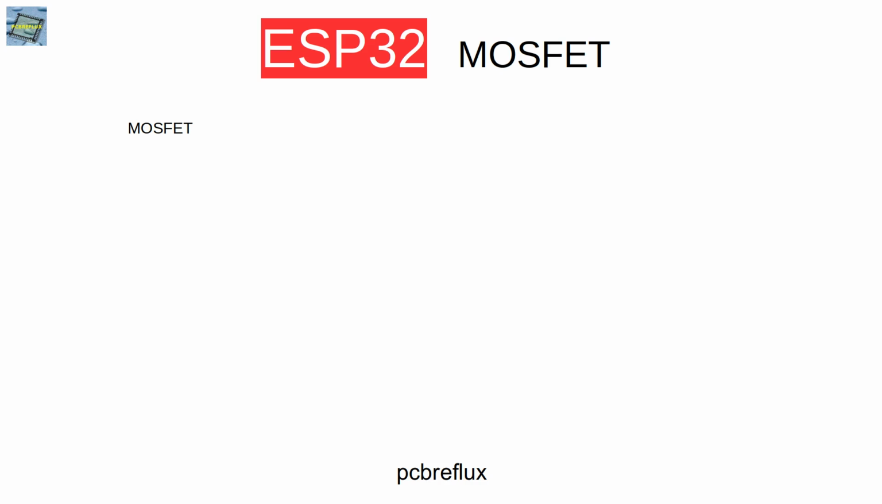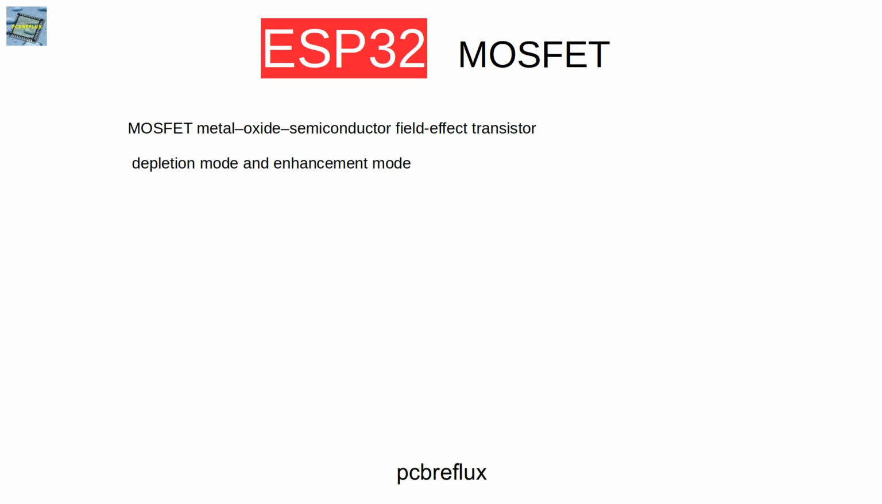A MOSFET, or metal oxide semiconductor field effect transistor, comes in mainly two different types: a depletion mode that's normally on, or an enhancement mode that is normally off. And we switch the MOSFET with a voltage and not with a current like a bipolar junction transistor, or BJT.